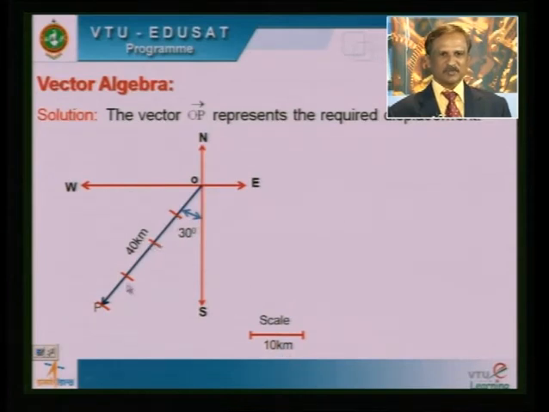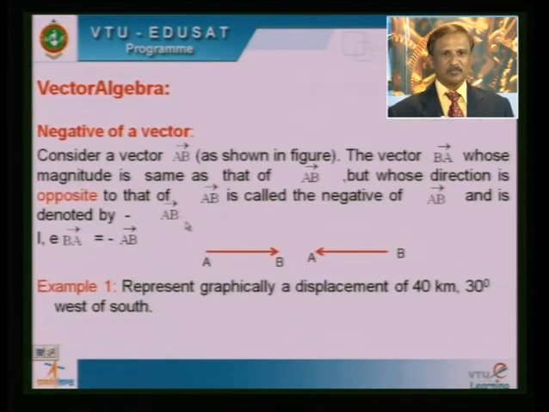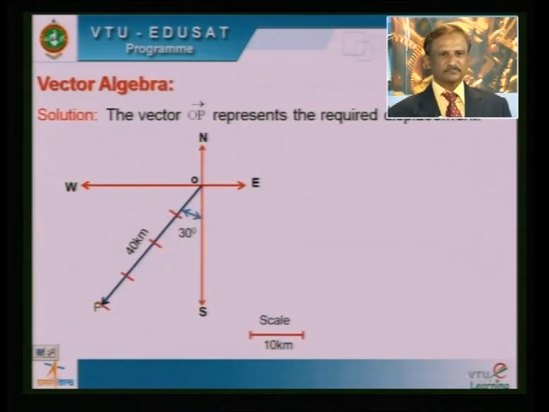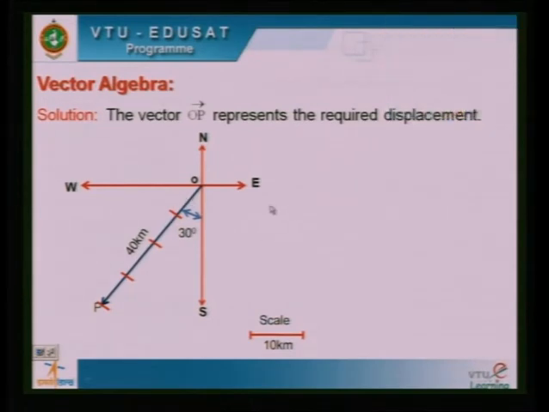10 plus 10 plus 10 plus 10. I hope the line OP represents 40 kilometers, that is the length of the line OP. Is it clear? And you can make an angle of 30 degrees. According to the problem, 30 degrees west of south, they have mentioned. So west of south. And this is the solution for the problem, or such type of things can be represented graphically.